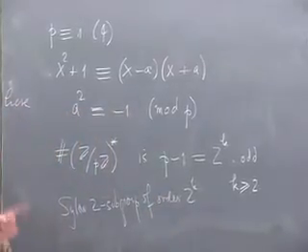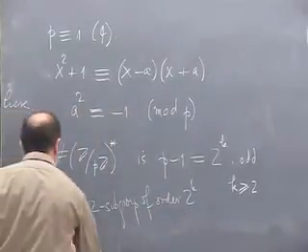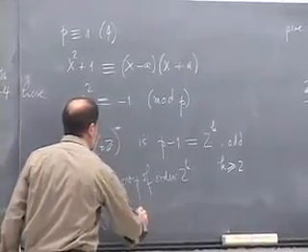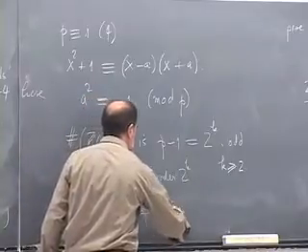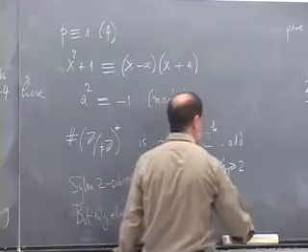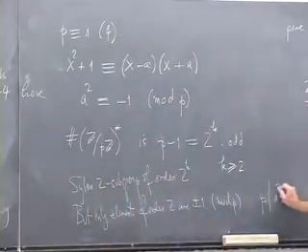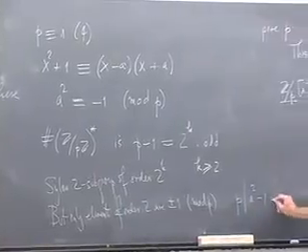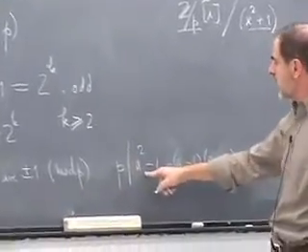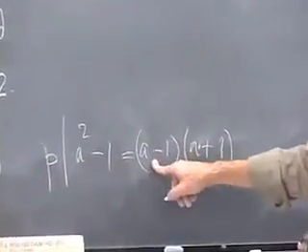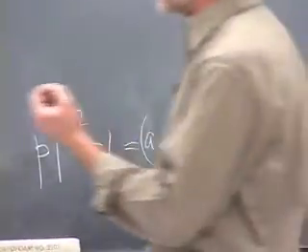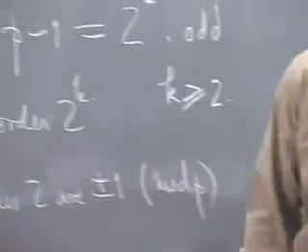Okay, but I claim that not all elements have order 2, but the only elements of order 2 are plus or minus 1 mod p. Because if p divides a squared minus 1, that would mean it had order 2, then you factor this as a minus 1 times a plus 1. And because p is a prime and it divides this, it has to divide one of these factors. In this case, a is 1. In this case, a is minus 1. So you have a Sylow 2 subgroup of order bigger than 2, right?